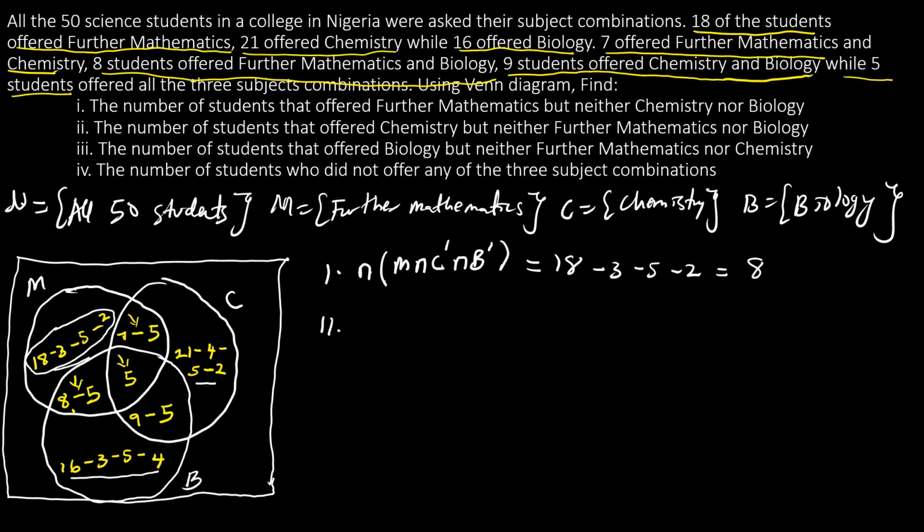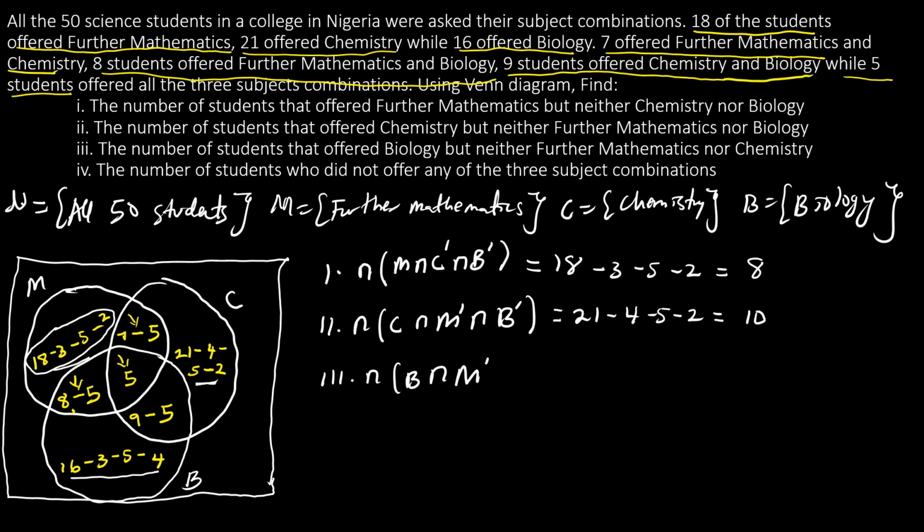The second question, the number of students offering chemistry, but neither mathematics nor biology. And we have that here, which equals the number of students offering only chemistry, C intersection M prime intersection B prime. And that equals 21 minus 4 minus 5 minus 2, and the answer here is 10. The third one is the number of students offering only biology. So we have B intersection M prime intersection C prime, and that equals 16 minus 3 minus 5 minus 4, and we have the answer there to be 4.